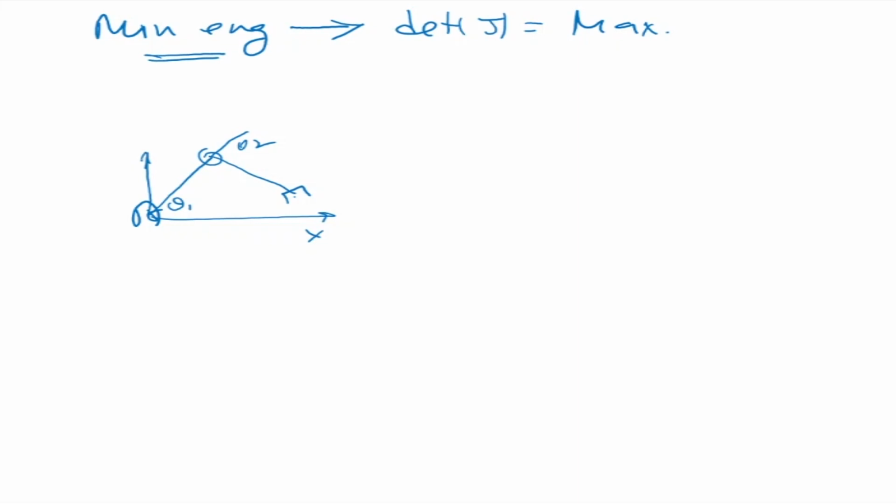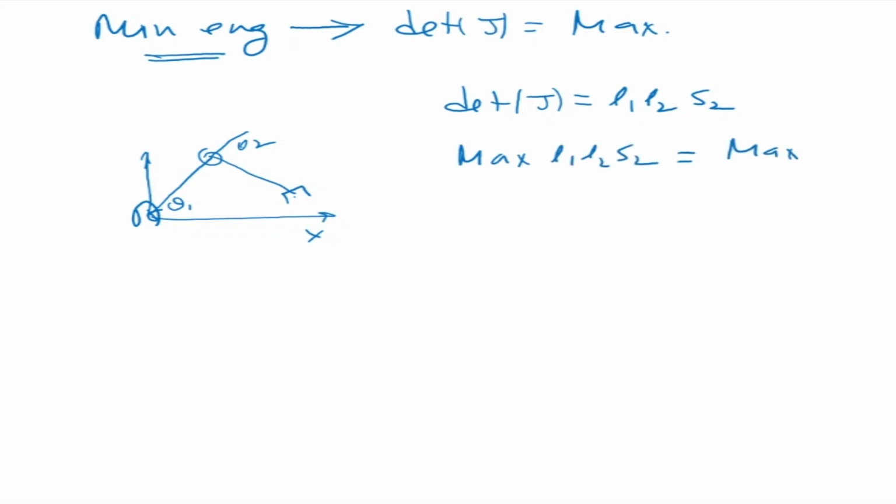Now in this manipulator, if I take the determinant of J, we found that the determinant of J was equal to L1 L2 sine theta 2. Okay, sine theta 2, theta 1 has nothing to do with it. Okay, so what is the maximum value of this? What is max of L1 L2 sine theta 2? It implies that it is max of sine theta 2. Okay, so max of sine theta 2 is how much? Maximum value of sine theta 2 is 1, which implies that theta 2 is equal to 90 degrees or 270 degrees.